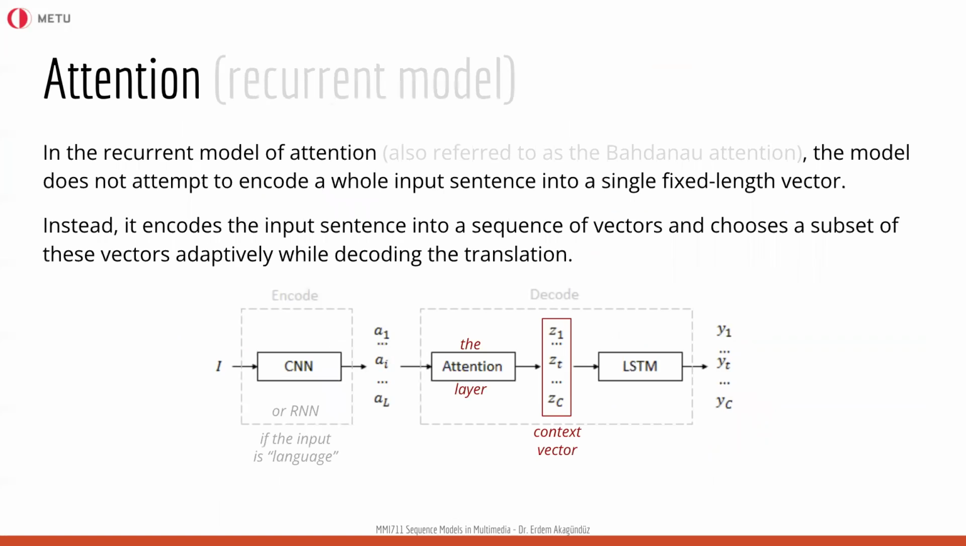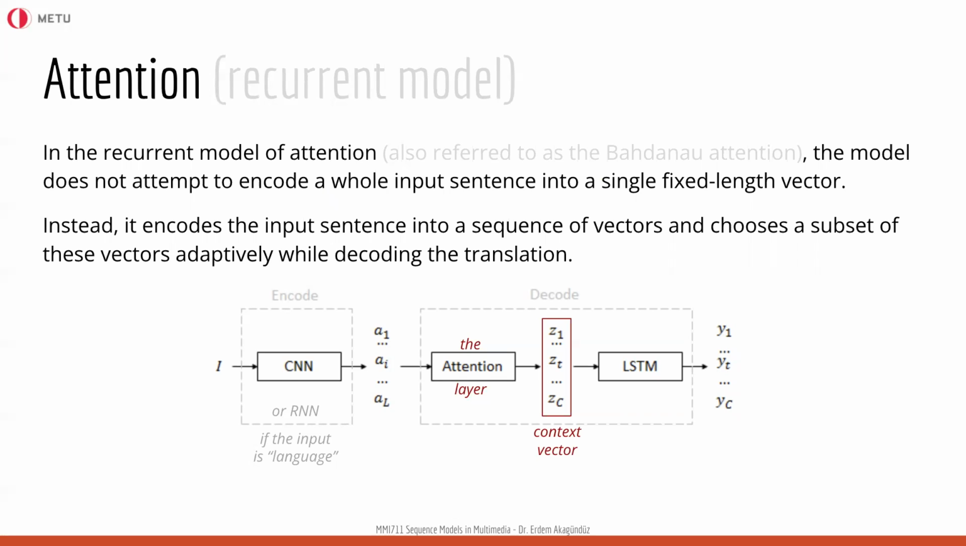So to sum up the recurrent model of attention, because we are going to finish our business with it now. The recurrent model of attention, also referred to as the Bahdanau attention, because Bahdanau was the first author who applied the idea of attention to recurrent encoder-decoder models. The model does not attempt to encode a whole input sentence into a single fixed-length vector, but instead encodes the input sentence into a sequence of word vectors and chooses a subset of these vectors. The sequence of vectors are the hidden states of the encoder, and the subset of vectors is chosen adaptively while decoding the translation.